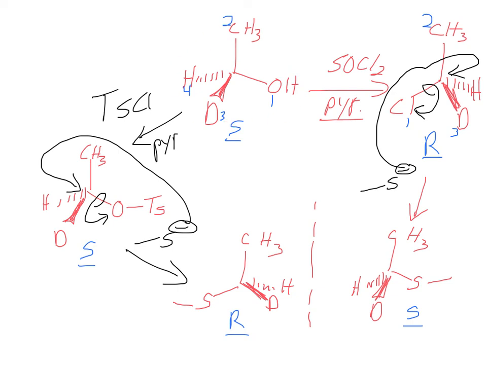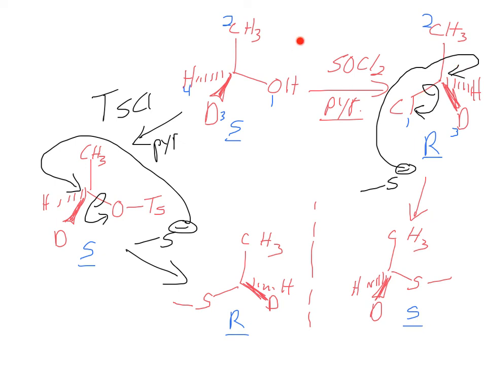So here I activate with SOCl2. Part of that mechanism is the chlorine coming back around and attacking and doing an inversion. So I went from S to R. But then if I added another nucleophile, I kick out the chlorine, I'd go back to S.